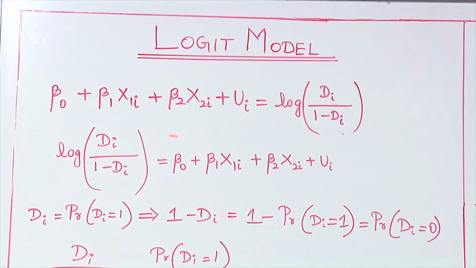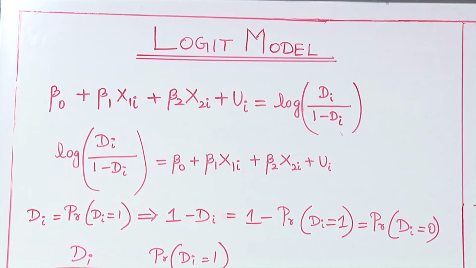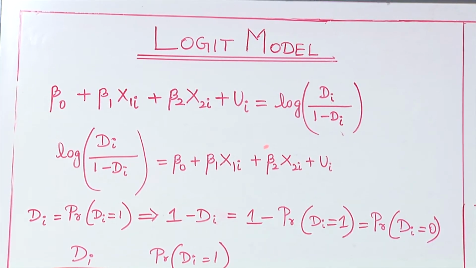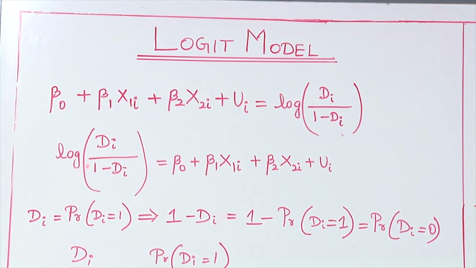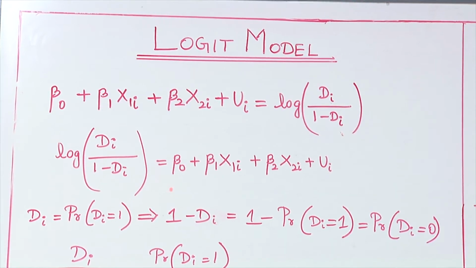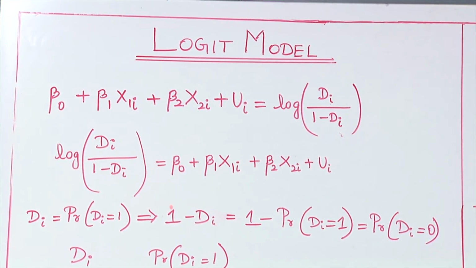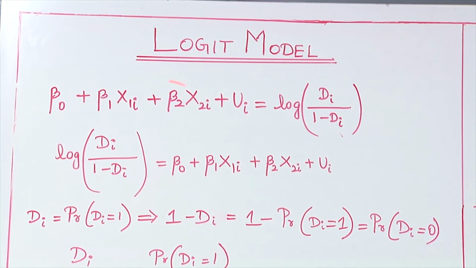So, this regression expression is equal to log of Di by (1 minus Di). This can be ordered like that: log of Di by (1 minus Di) is equal to beta 0 plus beta 1 x1i plus beta 2 x2i plus ui. So, this is the regular regression formulation.